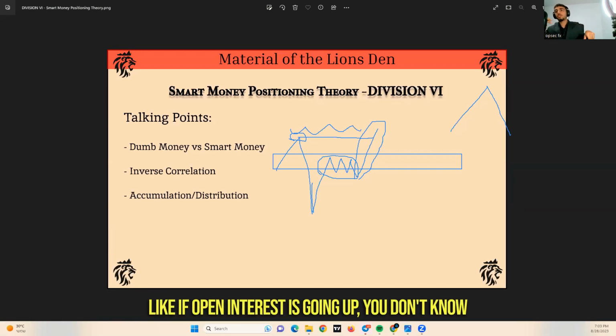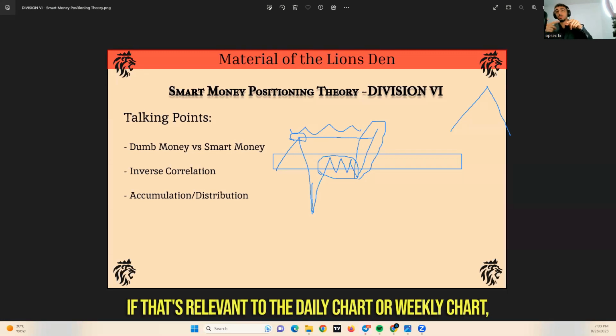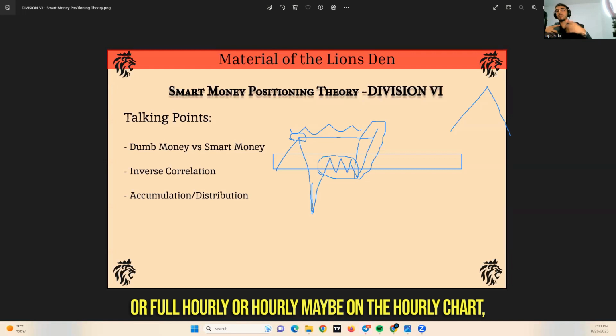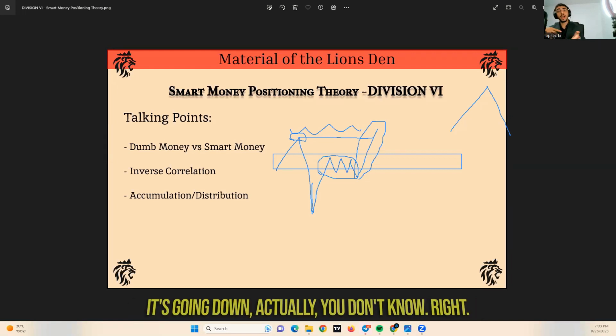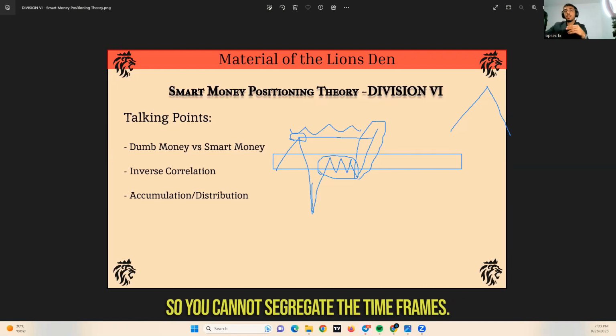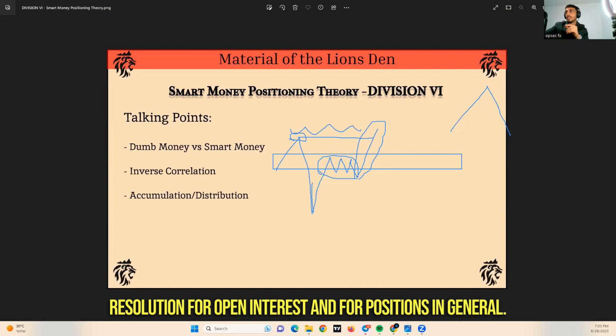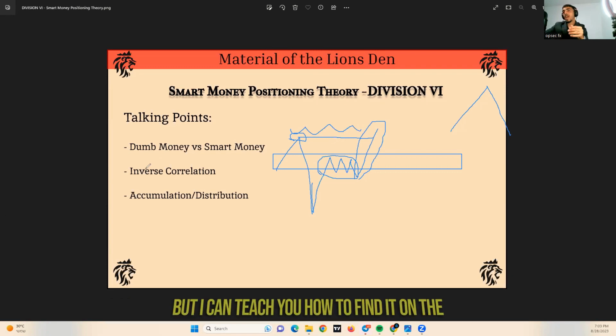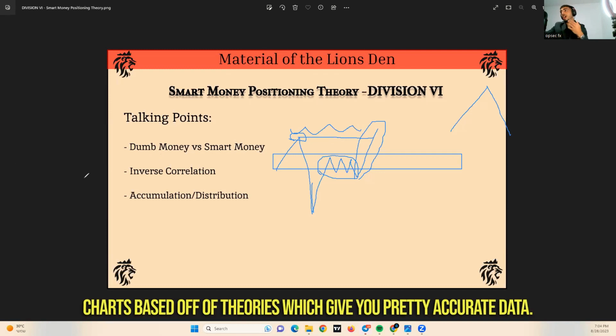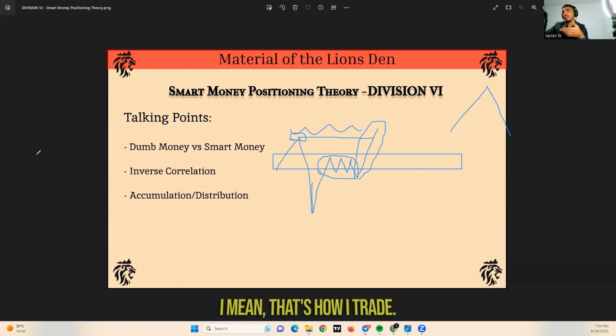Like if open interest is going up, you don't know if that's relevant to the daily chart, the weekly chart, the 4 hour, or the hourly. Maybe on the daily, or maybe on the hourly chart, it's going down actually. You don't know, right? So you cannot segregate the time frames, and that's why the data you'll find online is low resolution for open interest and for positions in general. But I can teach you how to find it on the charts based off of theories which give you pretty accurate data. I mean, that's how I trade.